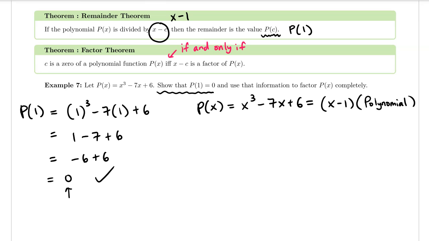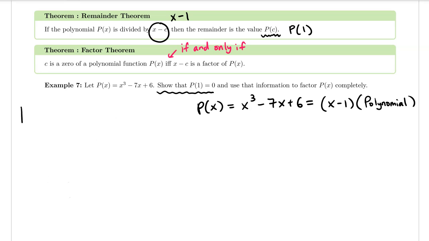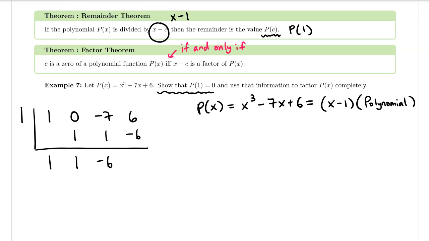And I'm going to use synthetic division. So on the outside of my box, I'm going to put a 1, and then I'm going to place my coefficients, which are 1. Now, this is missing an x squared term, so I'm going to put 0 for x squared, negative 7, and positive 6. Now, I'm going to add vertically, multiply, add vertically, multiply, add vertically. So 0 is our remainder here.